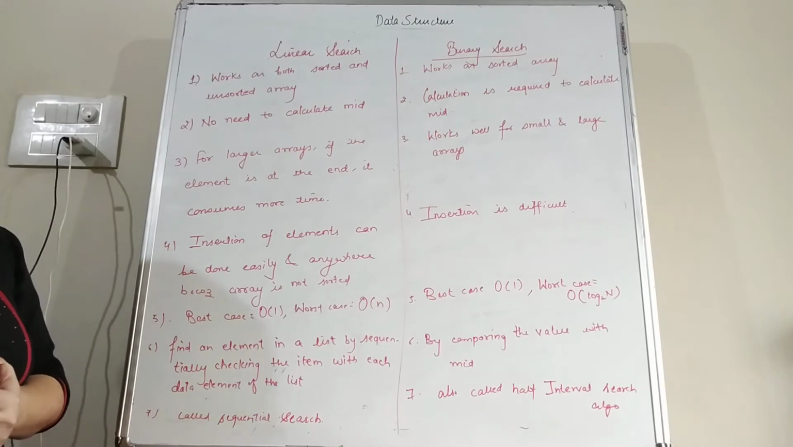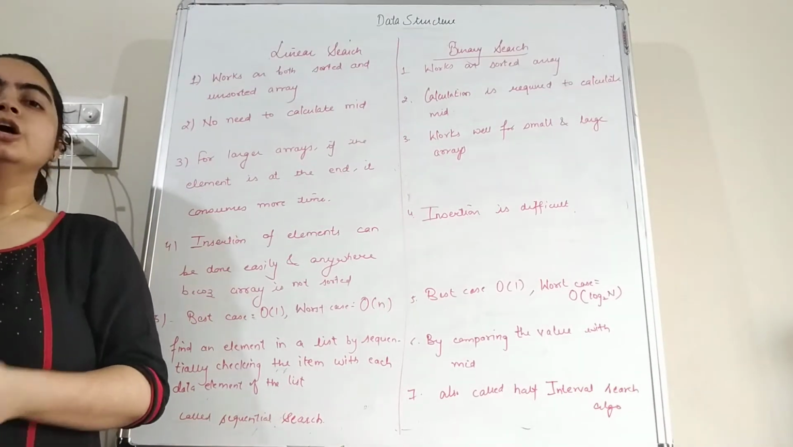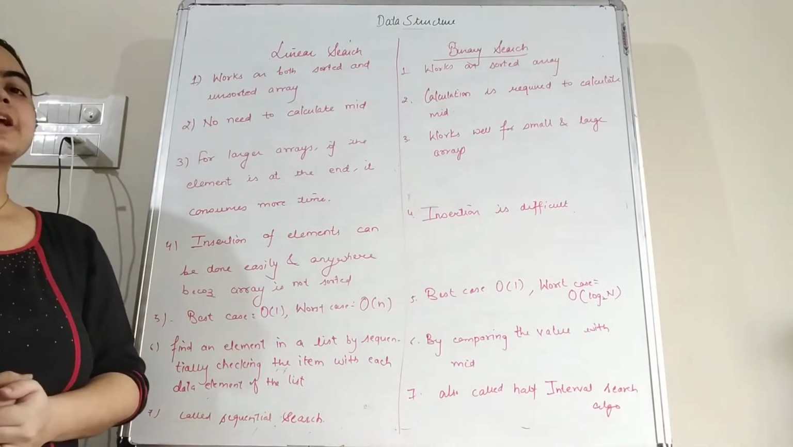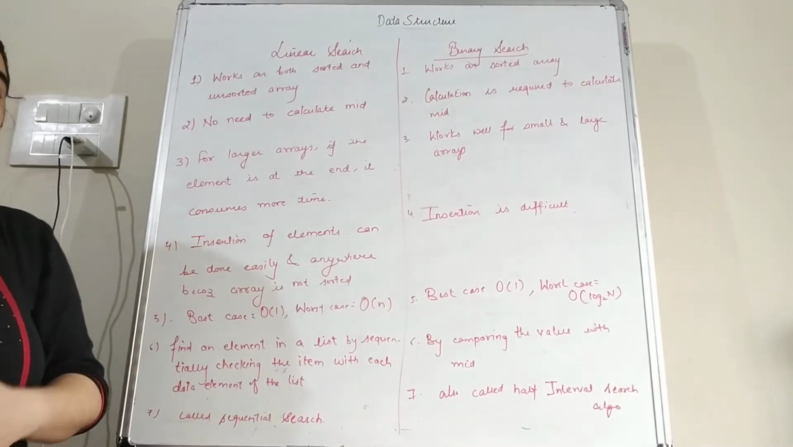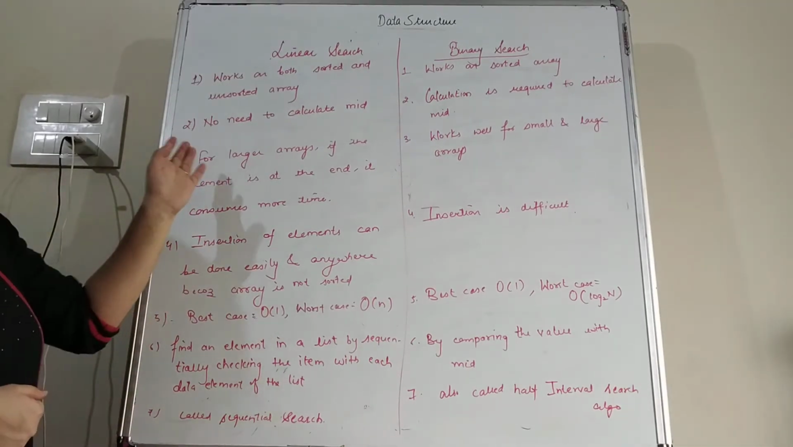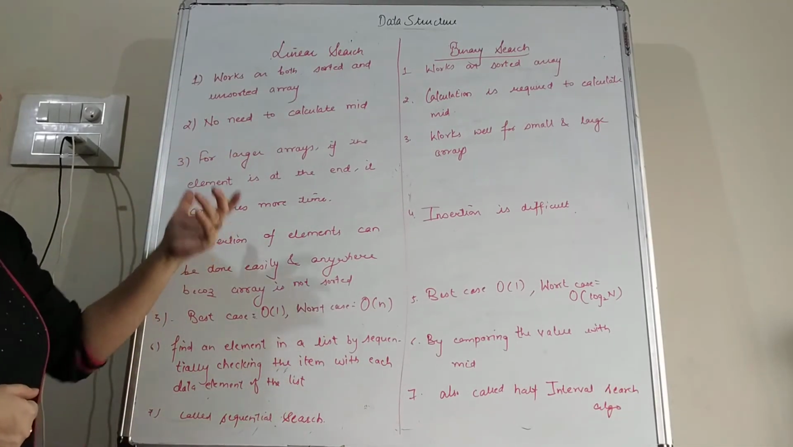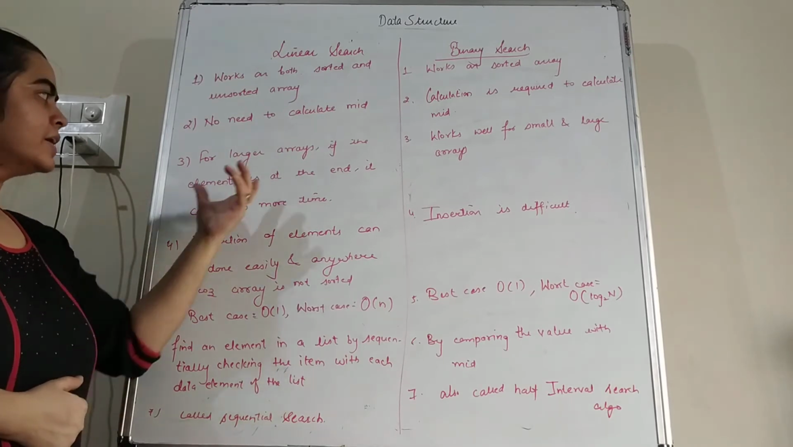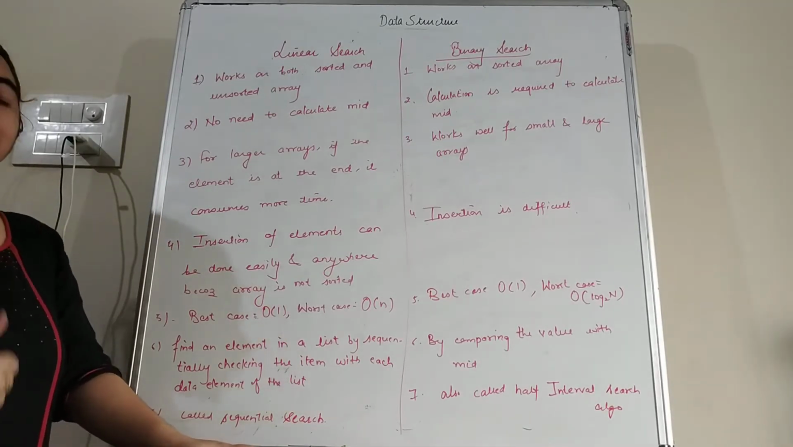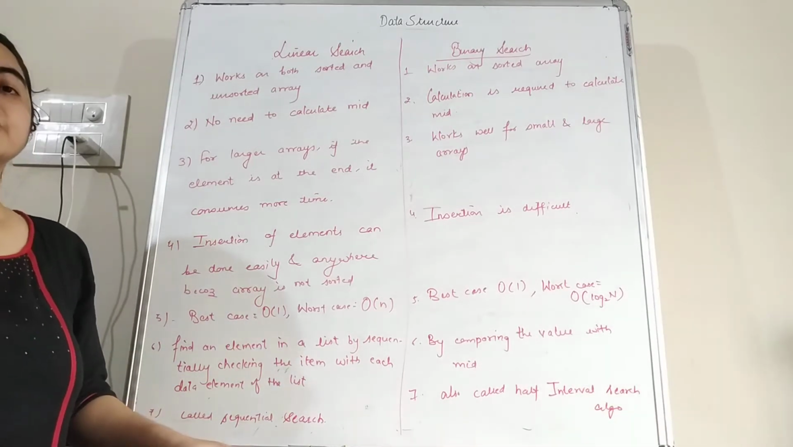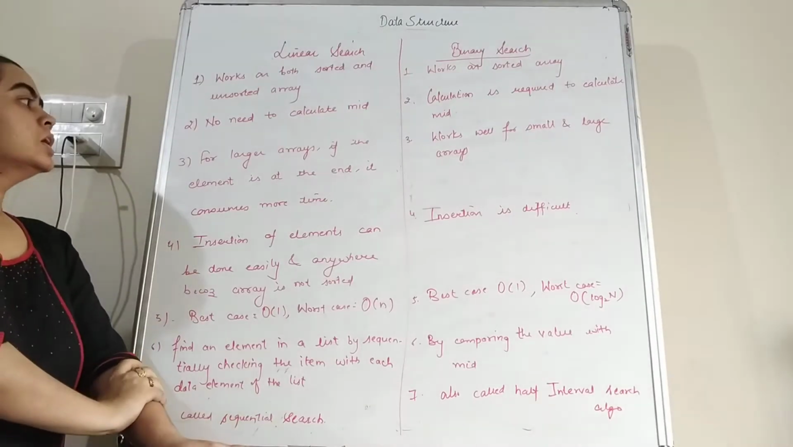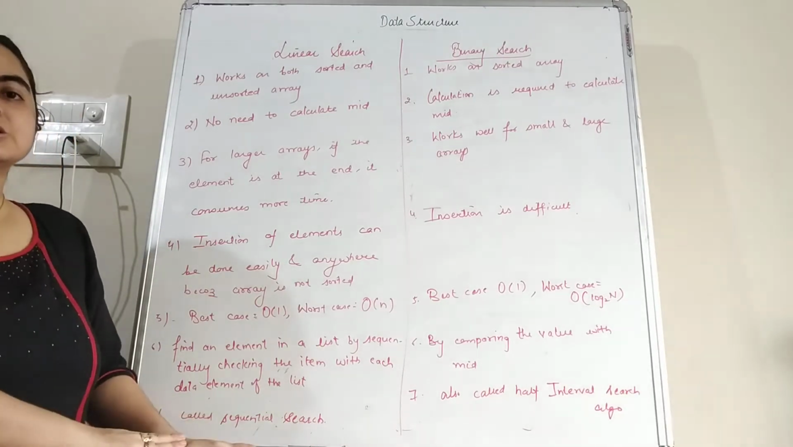But in case of the binary search, initially we calculate the mid using the lower bound and upper bound, and then we divide it by half, and accordingly we compare the data element with the value that is present in the mid location. So here the calculation of mid is required. Next one is, for large arrays, if the element is at the end, then it consumes more time. So students, for a large array we have to compare with all the elements that are present in the list. So it is a very time consuming process if the arrays are large.